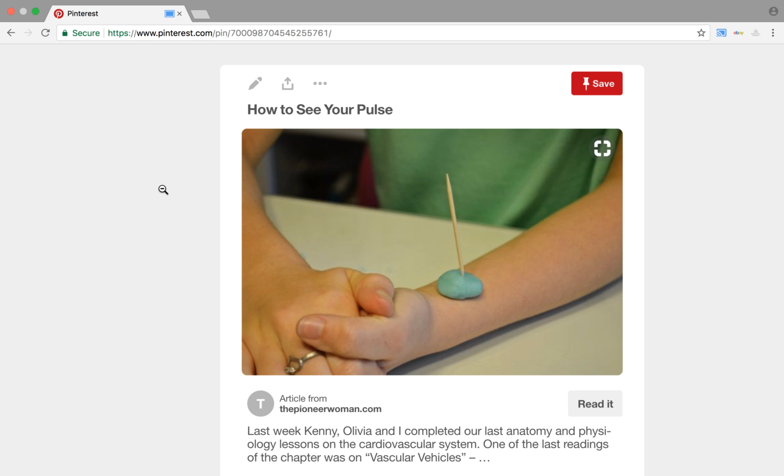So you put it there, right? Your pulse, your heart is beating. As long as your heart is beating, you will have a pulse. And then if you put this thing there, you move, and then you can count. So how fast is your heart rate and all this stuff.